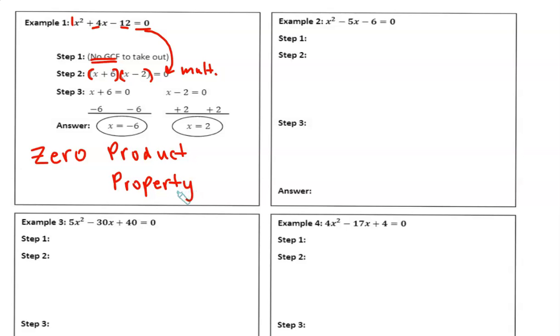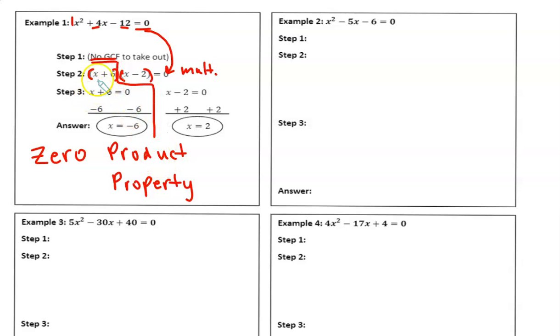5 times 0 is 0. A million times a 0 is 0. Anything times 0 is 0. So that means if I got this times this equals 0, one of these has to be 0. All right? So what that property helps us do is separate the x's and solve them. We're going to separate them down the middle and solve them separately.